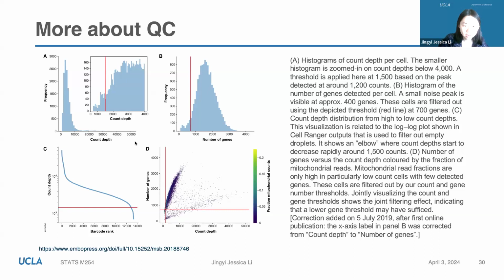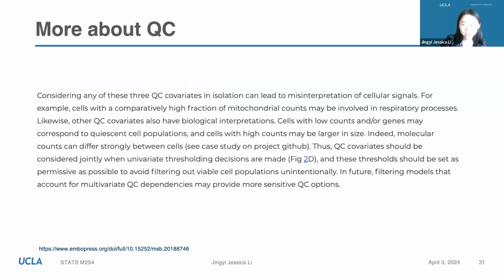But in Seurat, it's only based on number of genes. It doesn't use the count depth. Okay. So I think this gives you an idea about how arbitrary the thresholds are. Okay, and this is another message.